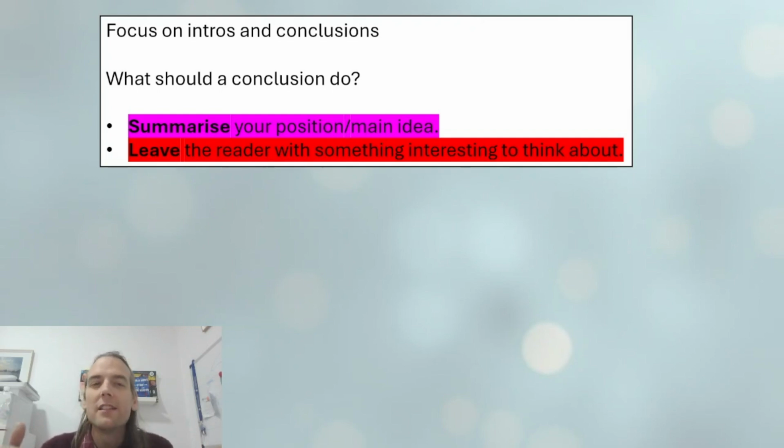That's why it's also nice to try and add a little bit extra, try and leave the reader with something interesting to think about, not just a summary of what you already said, but try and twist it a little bit, add something, so the reader walks away with a satisfied feeling of, oh, yes, that was good. That was a nice, complete, coherent piece of work.